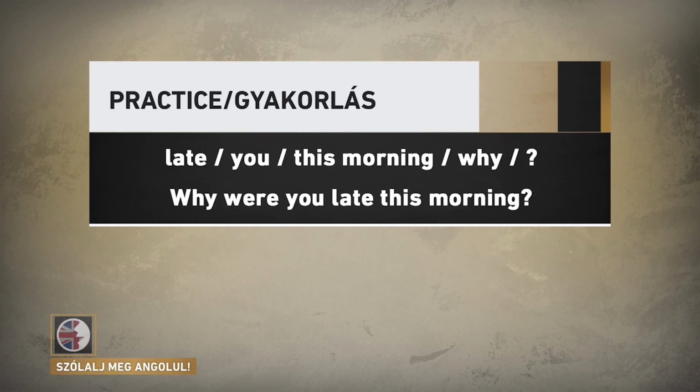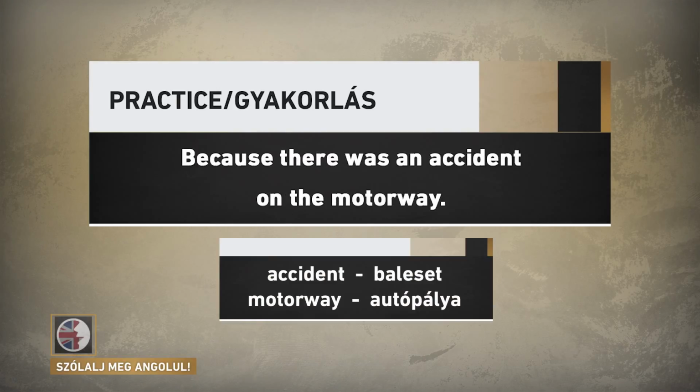Why were you late this morning? And the answer? Because there was an accident on the motorway. Good. We use were because the subject is you, the second person singular, you were. And because it's a question, what do we do? Bingo! We change the word order. You were becomes were you. And we put a question mark at the end to show it's a question.